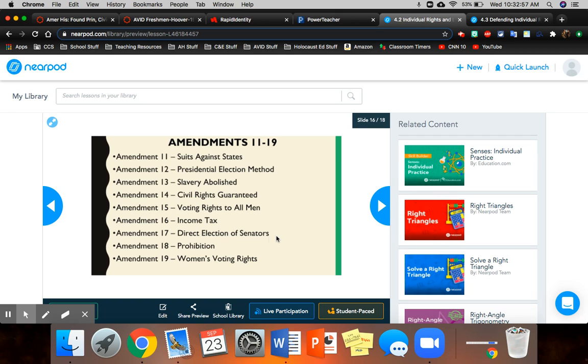Amendment 17, the direct election of senators. A lot of people don't realize this. Before the 17th Amendment, U.S. senators, we got 100, right? We got 50 states, two senators per state.